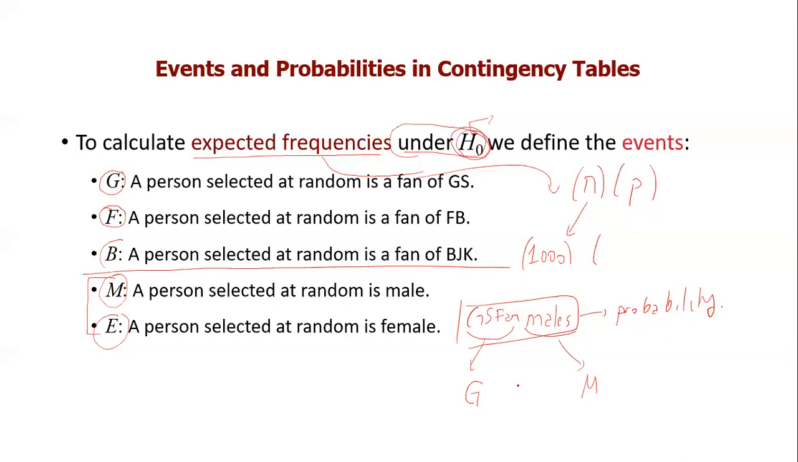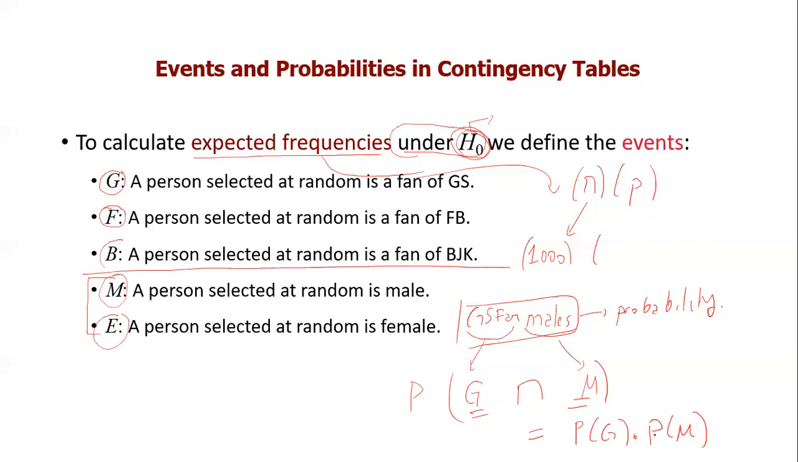So what is G and M in probability? It's the intersection, right? So what is the probability that you have G and M? Well, recall that we assume H0 is true. H0 being true says that these two events are independent of each other. If they are independent, then the probability of their intersection is simply their multiplication: probability of G times probability of M.